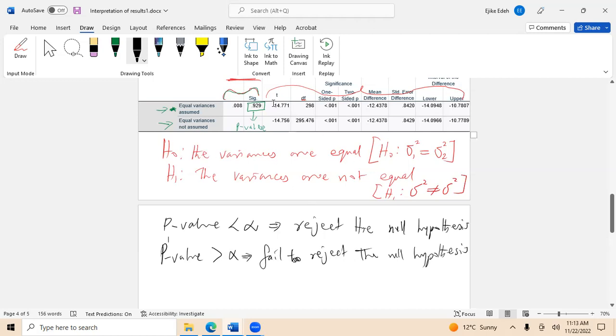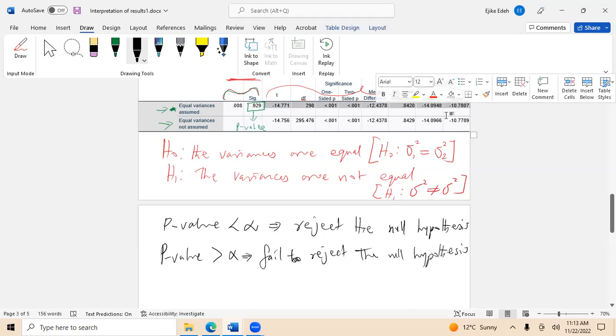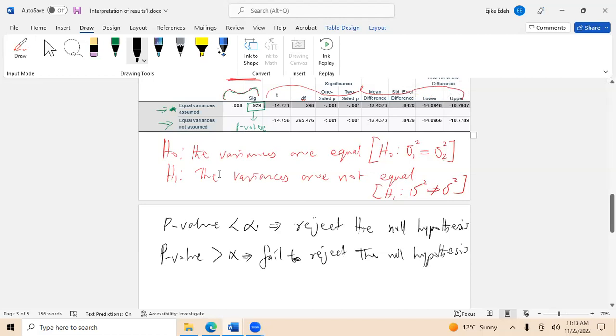So in that case, if equal variances is assumed, then you are interpreting the first line. Does that make sense? Okay. So in this output, usually alpha is set at the default of 0.05. When it's not specifically given to you, you normally assume it to be given.